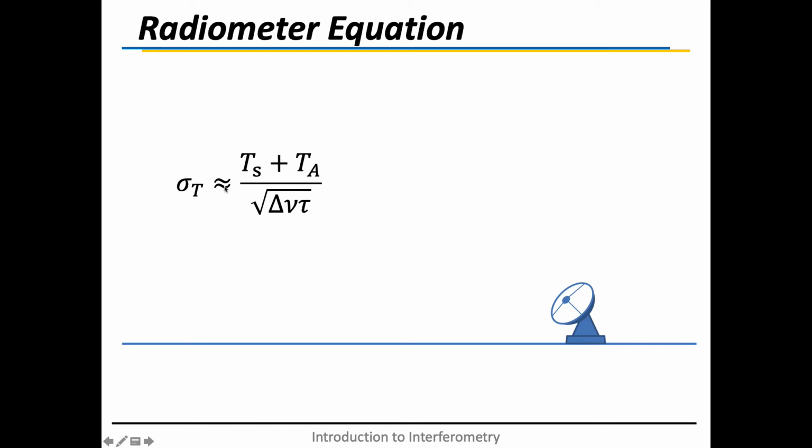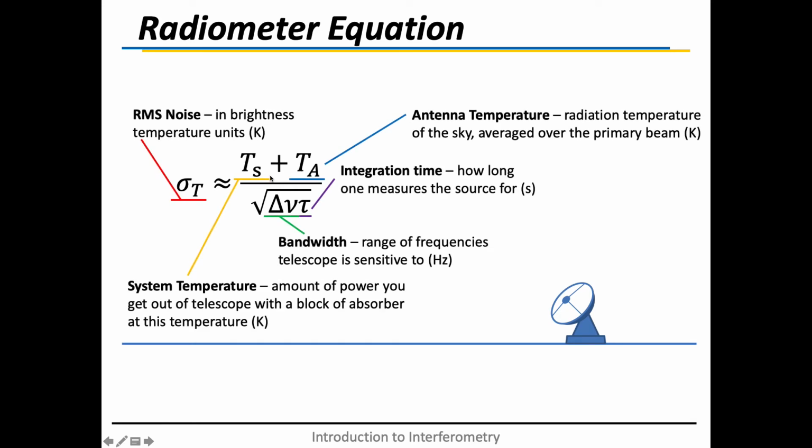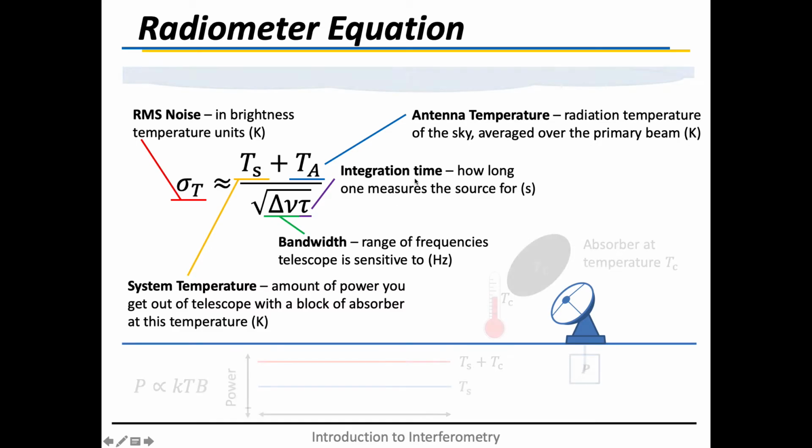Sigma t is equal to t sub s plus t sub a, all divided by the square root of delta nu times tau. So, of course, these things all have definitions. Delta nu is the bandwidth of the radio detector, tau is the integration time, and then there are these two other components, the system temperature and the antenna temperature, which are a little bit weird, but you can kind of think of them as follows.